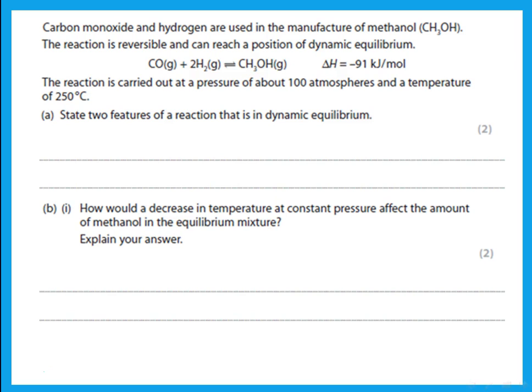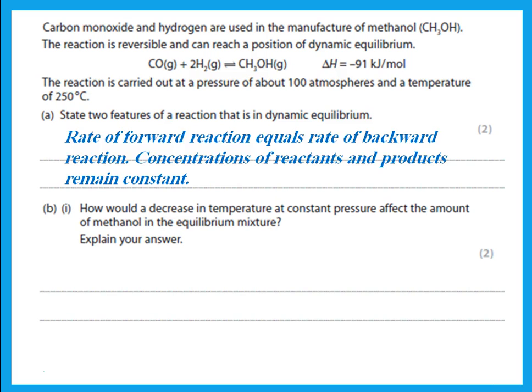This other question says we have carbon monoxide and hydrogen used in manufacture of methanol, and he gives me the equation, and he says the reaction is carried out at a certain pressure and a certain temperature. And the first question is state two features of a reaction that is in dynamic equilibrium. Again, if he asks about what is dynamic equilibrium, remember we say rate of forward reaction equals rate of backward reaction, and concentrations of reactants and products remain constant. These are the two features of a reaction in dynamic equilibrium.